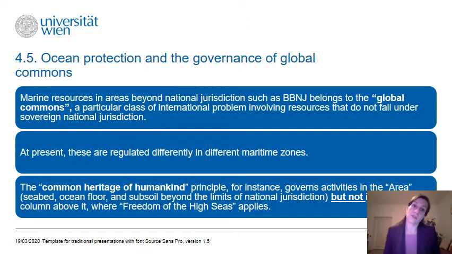And it makes a difference if you consider a specific resource to be a common good that belongs to everybody, to present and future generations, or if you have the freedom of the high seas principle that allows states to extract resources in these areas, because the freedom of the high seas, the mare liberum, is seen as the most important principle to govern these areas and to enable states to have specific activities conducted on the ocean in peace.